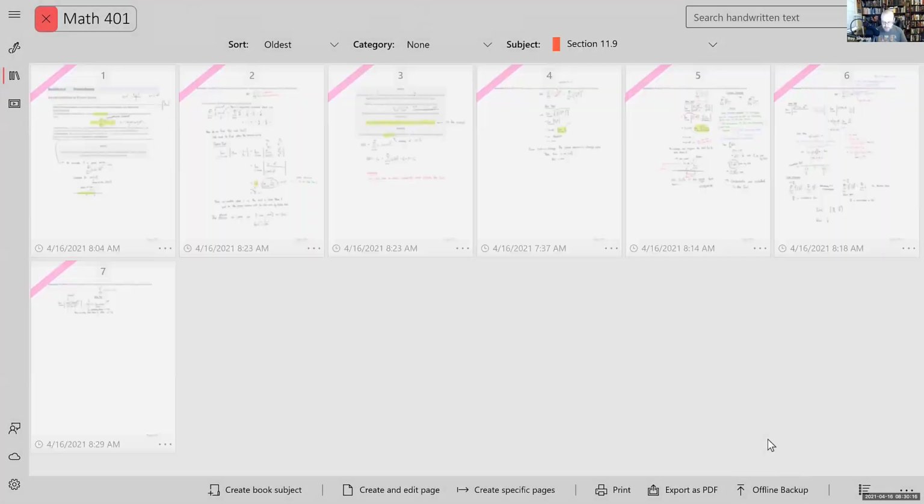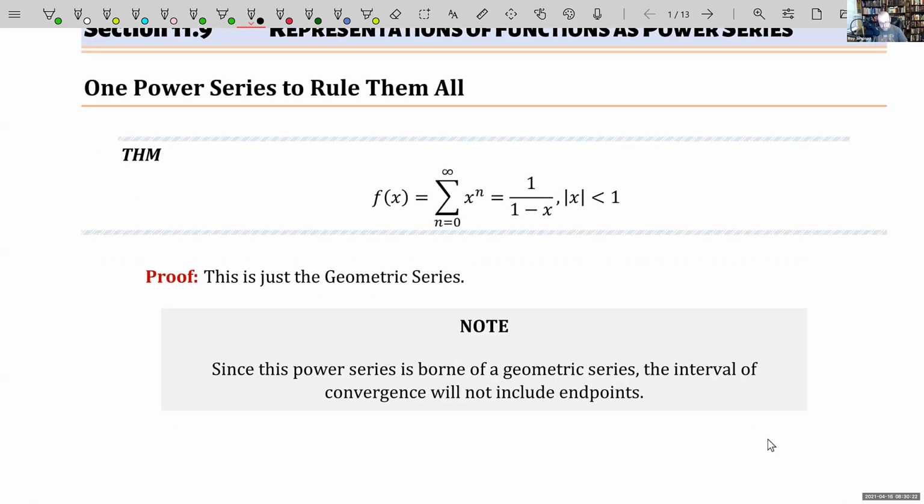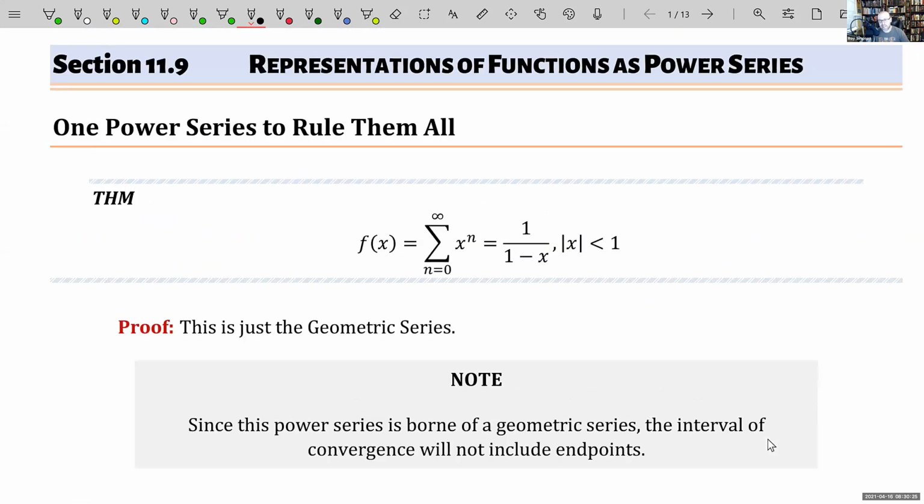Now, this section is meant to be 1.5 days. But it actually will be a little bit shorter, mainly because time-wise, it won't take 1.5 days.